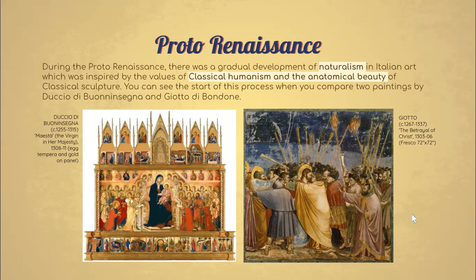Then we look at Giotto's painting, and we can see that there is more of an interest in capturing reality more accurately. There's a push to capturing the depth of things more accurately, shading, that sort of thing. Things look less flat in his painting, more three-dimensional. Okay.